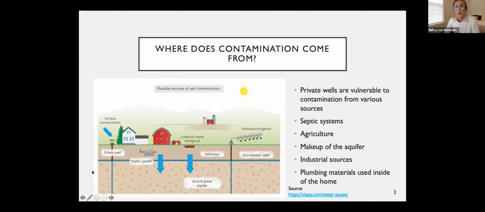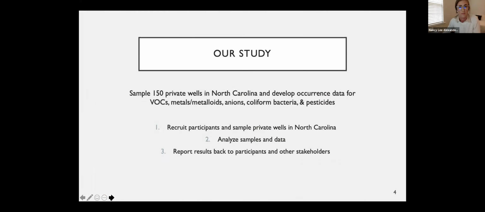In private wells, we're interested in what's in them because they can be contaminated from various sources. Some of these sources include septic systems, the actual makeup of the aquifer that the water is drawn from, agriculture, or even the plumbing that's used to distribute the water inside of the home. While not everything that we find in private well water is harmful, it is important for us to understand what private well users are drinking and using.